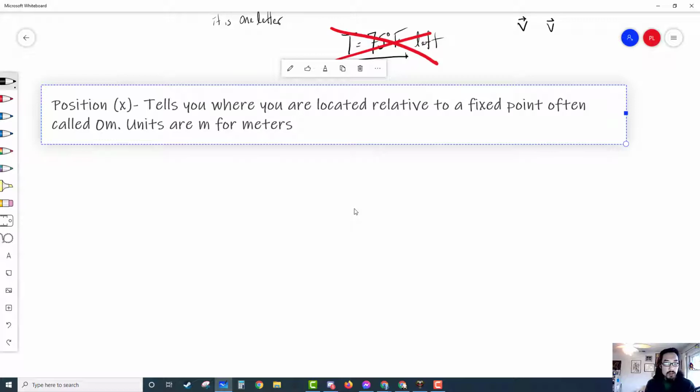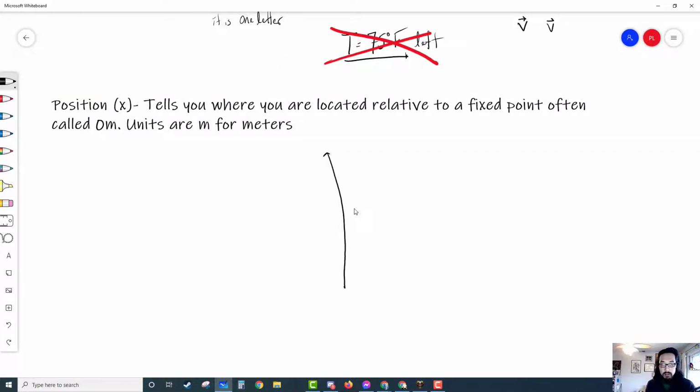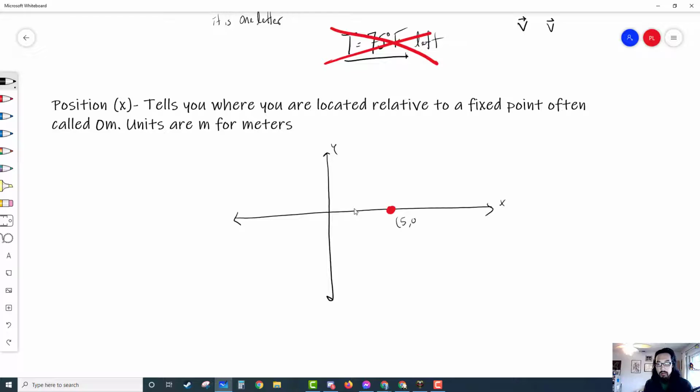So if we were to give you a coordinate plane, a coordinate plane like so, where this is the y and the x. If you are located here, let's say this is coordinate 5, 0. If I were to ask you where you're located, you can say I am 5 meters away from the origin, and the origin, of course, being right here in the middle.